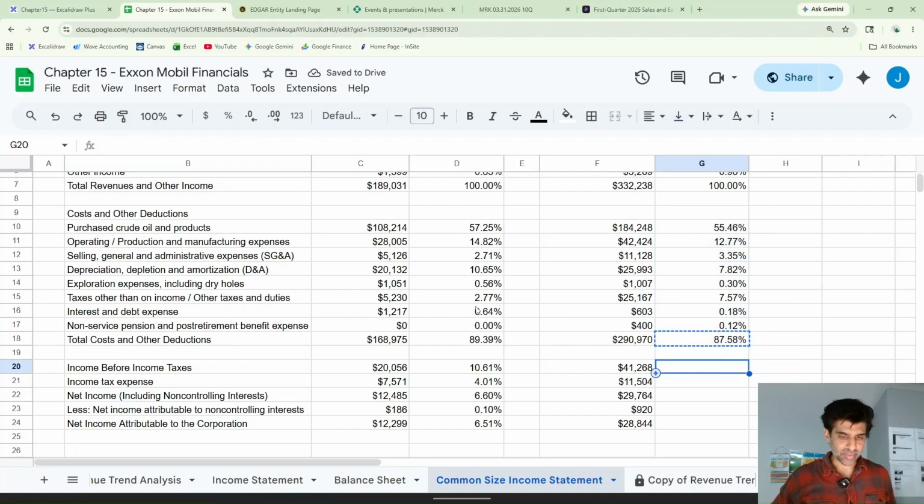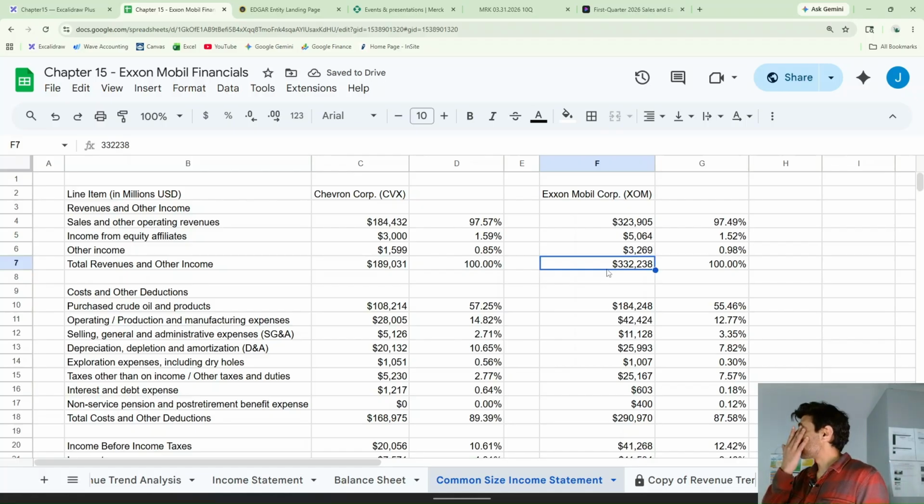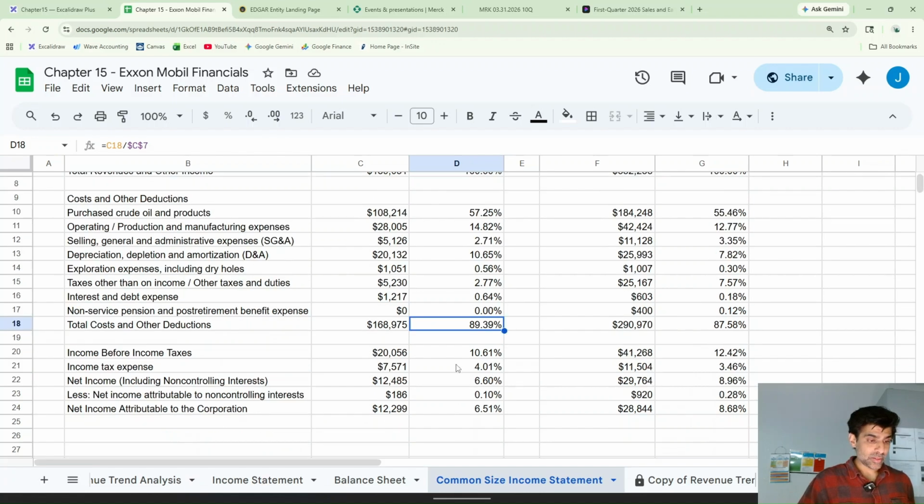And we can compare and see how the margins stack up. You can see dollar-wise that Exxon is much larger than Chevron. They have much more revenue. But now we can compare margins. We can see that Chevron has a higher cost structure. They have more total costs, 89% versus 87%. You can see that their margins are lower.